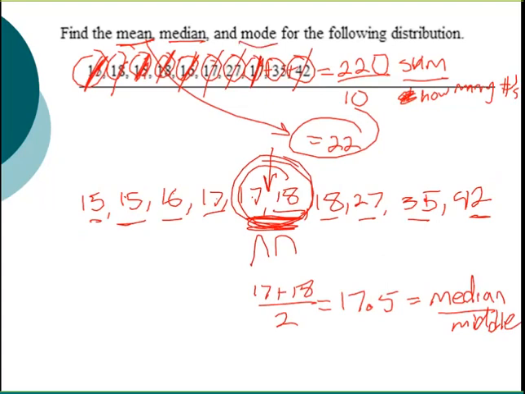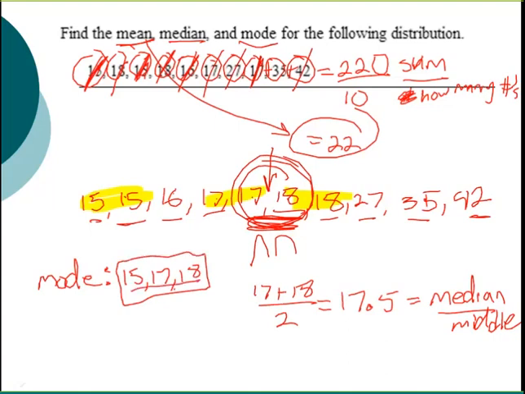Mode is what number happens the most, and it's nice to look at mode on a frequency table, because you actually see the number right there, and you'll see that the highest number would actually be a couple of these. So we've got 2 15s, 2 17s, 2 18s. Technically, we don't have one single mode, but we have 3 different modes. So the modes here we would list as being 15, 17, and 18. So there's no single mode, but those are the ones that happen the most. It's 15, 17, and 18.